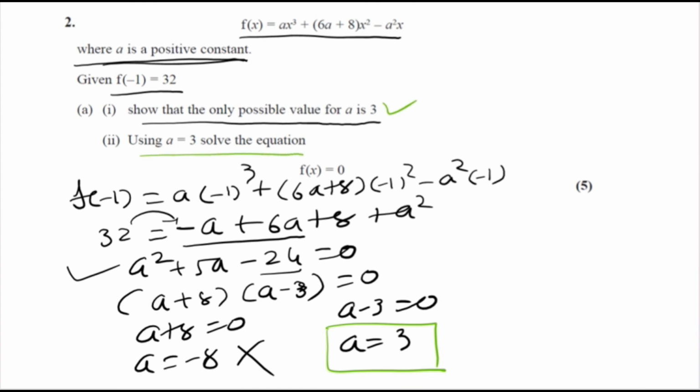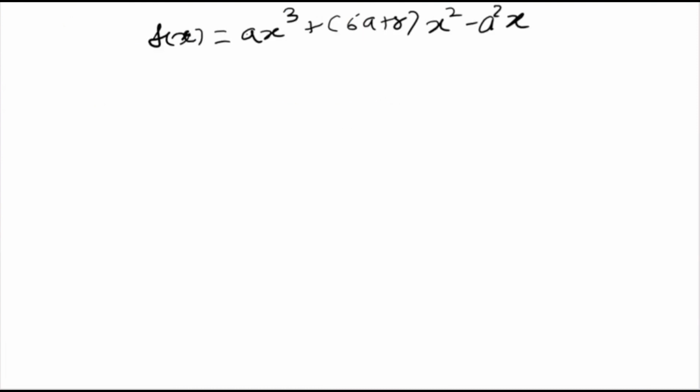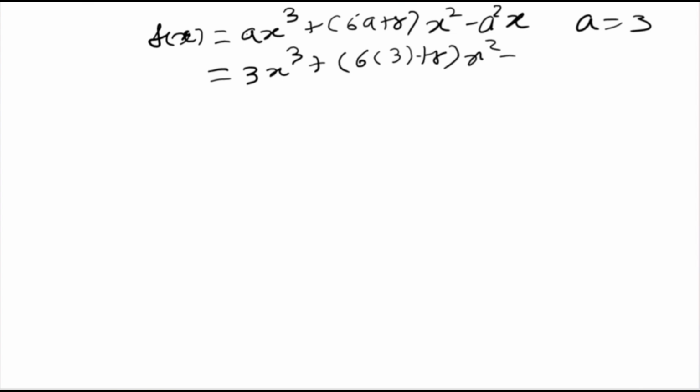Now the b part is, using a is equal to 3, solve the equation. So this is my equation, and now I have figured out a is equal to 3. So I will substitute a is equal to 3 here. So 3x cubed plus (6 into 3 plus 8) x squared minus 3 squared x. So 3x cubed plus 6 times 3, 18. 18 plus 8 will give me 26 x squared minus 9x.